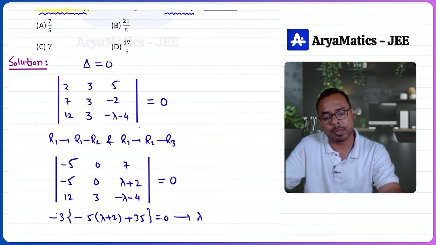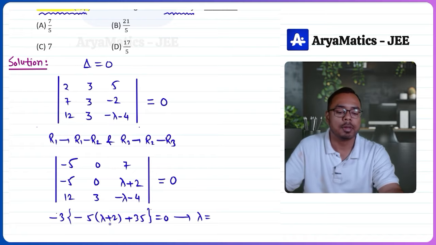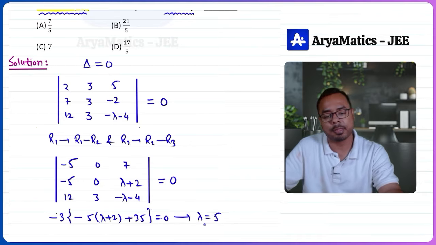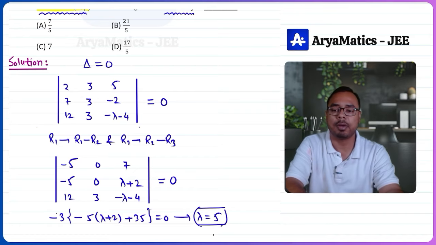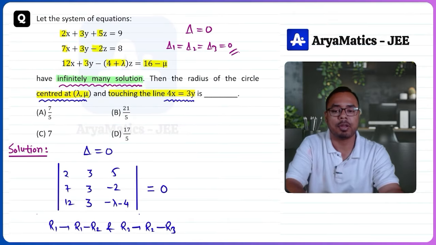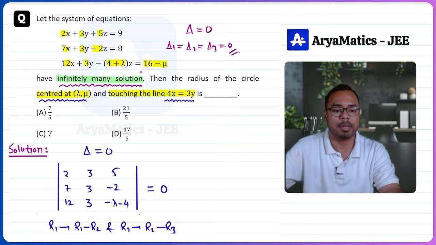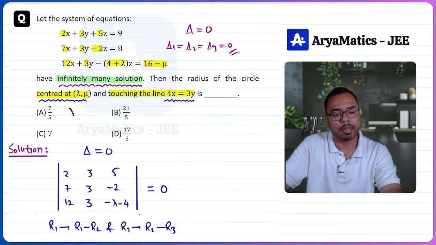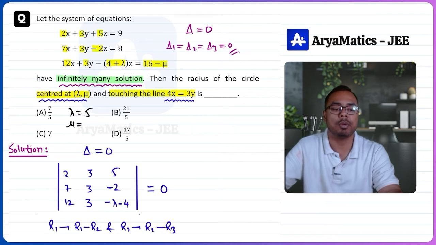So from here, clearly you can see that the value of lambda plus 2 will become 7. That means lambda must be 5. So this must be the value of lambda, right? By equating the determinant of the coefficient matrix to 0, we got lambda as 5, right? We need lambda and nu. So we have calculated lambda, this is 5. Now let us try to calculate nu.